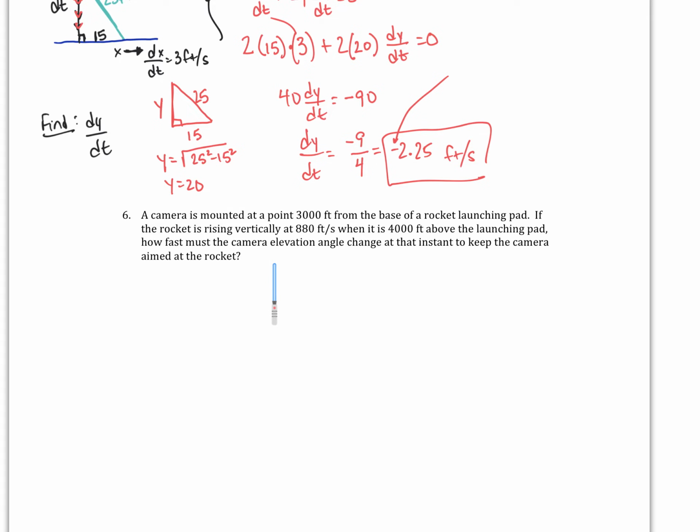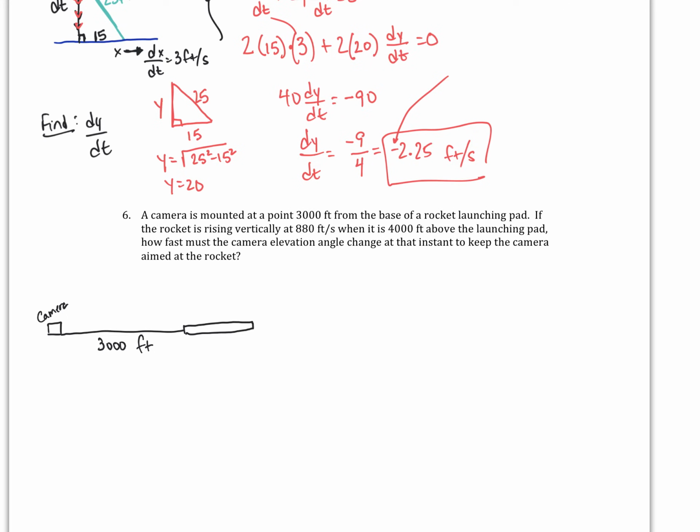Oh, wait, that changes things. Do I have an x? Well, let's just draw it out and see what's going on. Besides, you know you like my famous drawings. So let's go ahead and do this, and we have some sort of rocket and a camera right here. We'll call this the camera, mounted at a point 3,000 feet from the base of a rocket launching pad. Here is my pad. This is the base of the rocket launching pad.